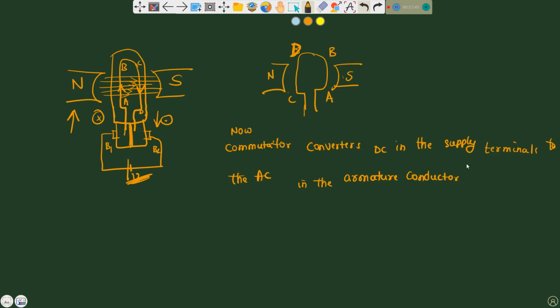So therefore the commutator behaves as a mechanical rotating inverter. So this commutator behaves as a what? Mechanical rotating inverter, because it is converting DC into AC, correct? Inverter means DC to AC. Supply terminal is DC, correct? What supply are we giving to the DC motor? DC supply. So in the armature conductor they should get what?